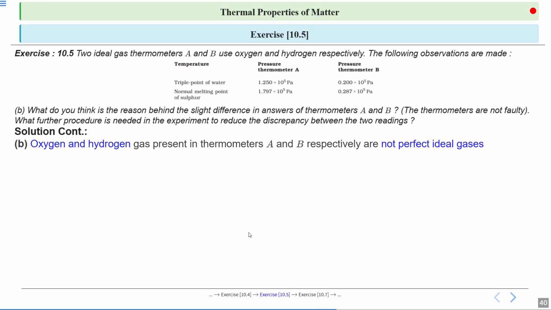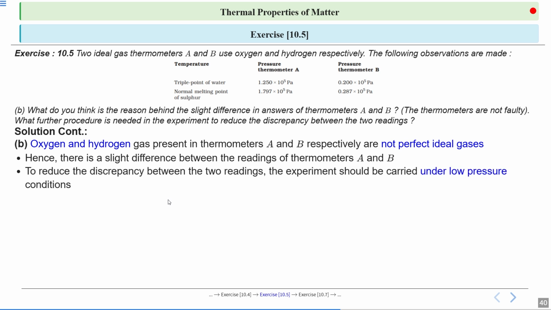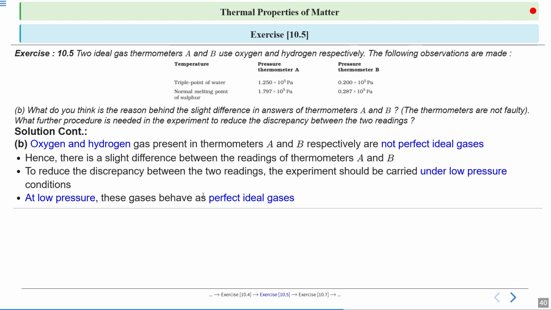B. The oxygen and hydrogen gas present in thermometers A and B respectively are not perfect ideal gases. Hence, there is a slight difference between the readings of thermometer A and thermometer B. To reduce the discrepancy between the two readings, the experiment should be carried out under low pressure conditions. So at low pressure, these gases behave as perfect gases. For ideal gas behaviour, the pressure should be low.